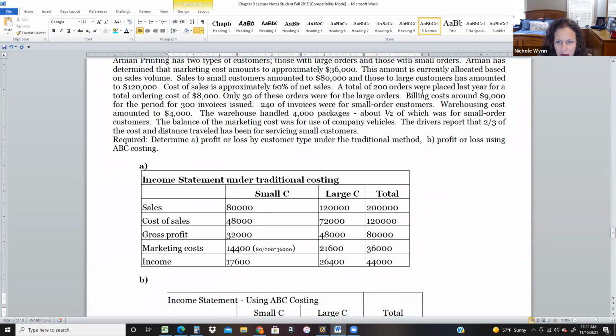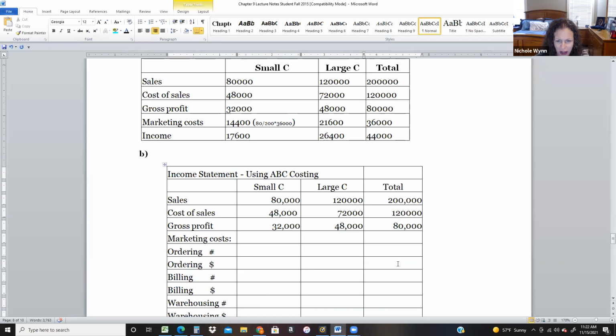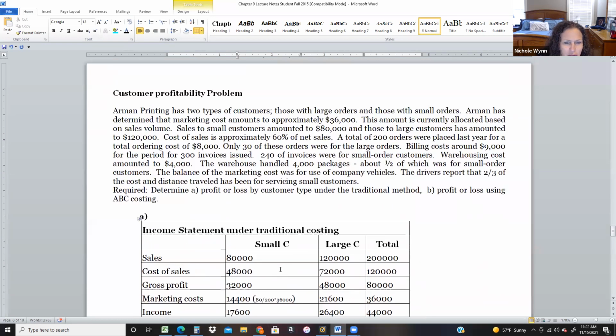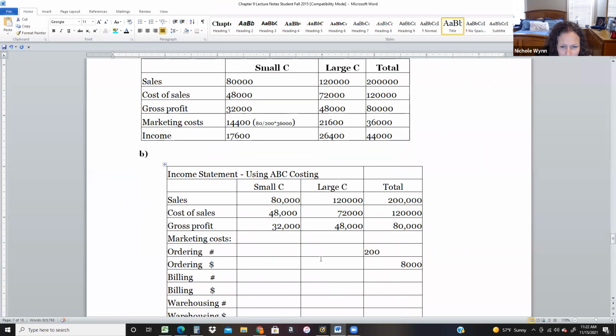A total of 200 orders were placed at a total ordering cost of 8,000. So the total ordering cost is 8,000. And there's a total number of orders of 200. Now notice that I put those toward the left and the dollars toward the right, because the number of orders, there's $8,000 worth, and the number of orders for small versus large, only 30 were for large. That's what it says, right? Only 30 of these orders were for large. So 30 for large, so that means the other 170 were for small.